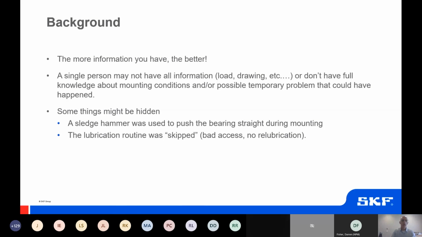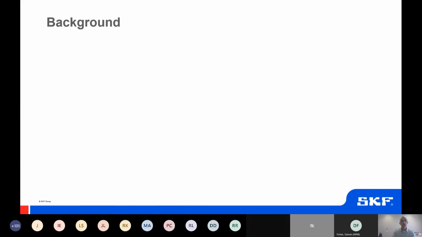Some things may be related to the lubrication practice, or to the operational conditions, or how the bearing was mounted, or any other environmental factors or conditions that may have changed during the time the bearing was in operation. So again, the more information you can collect, the better.